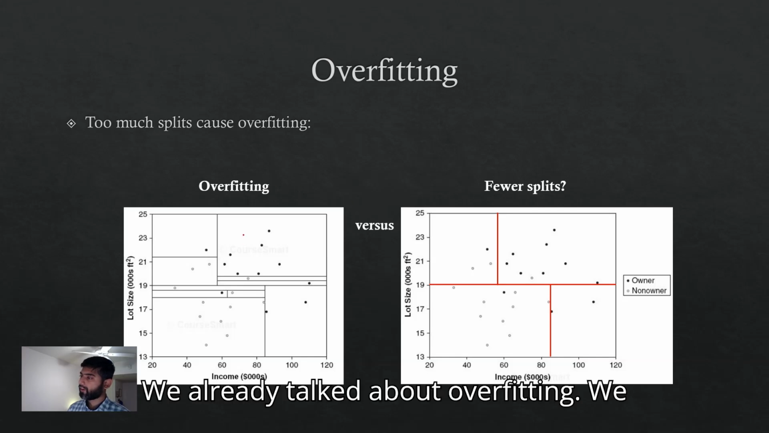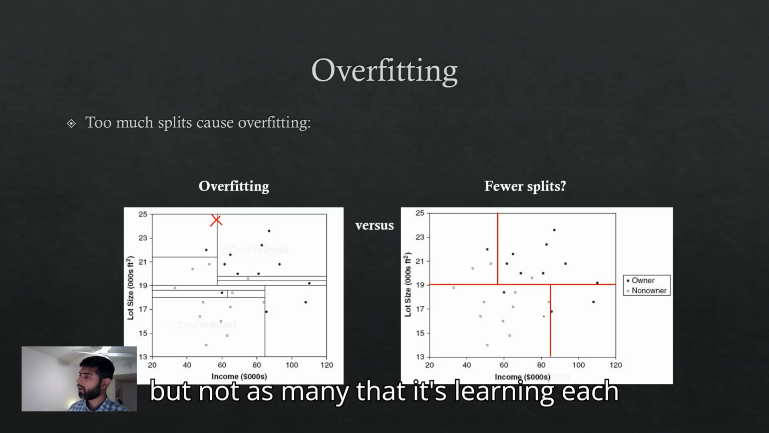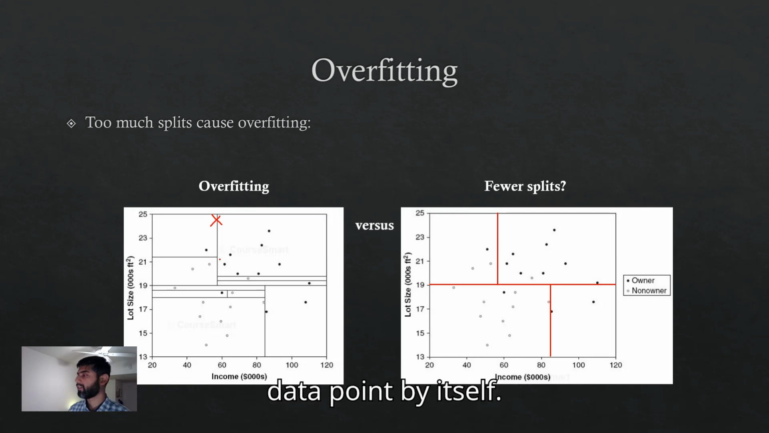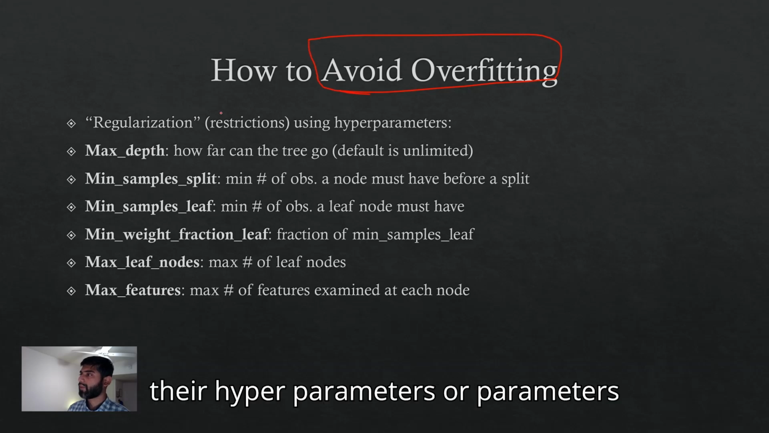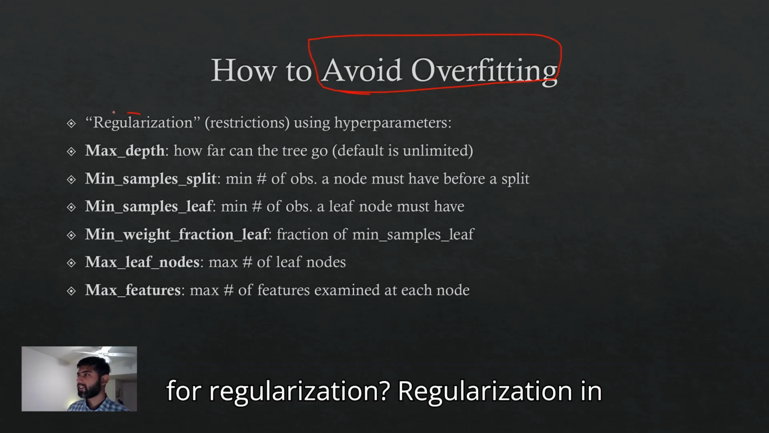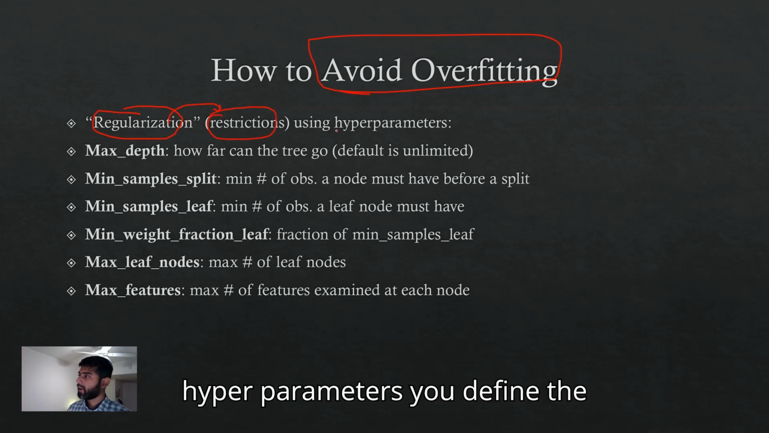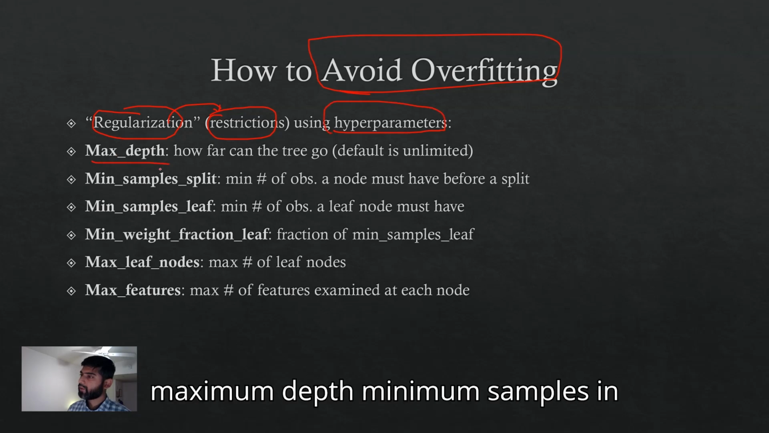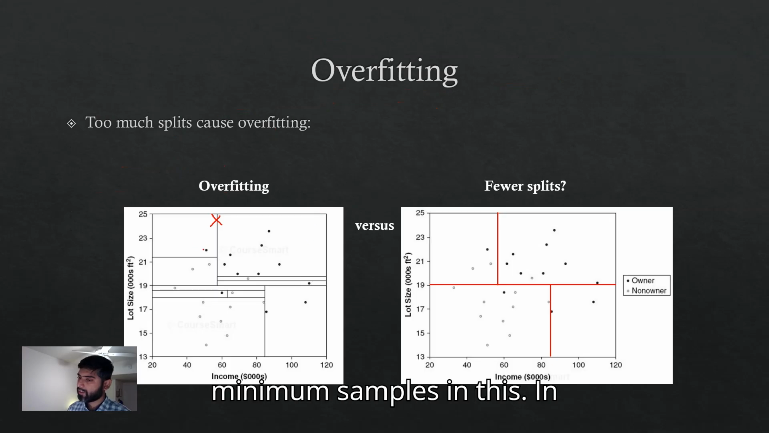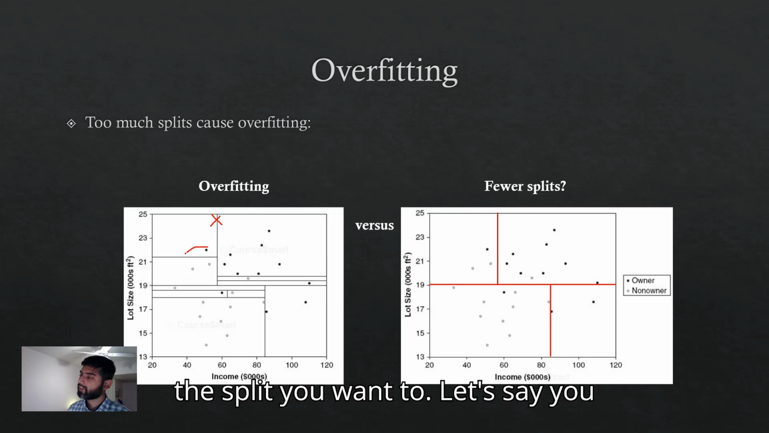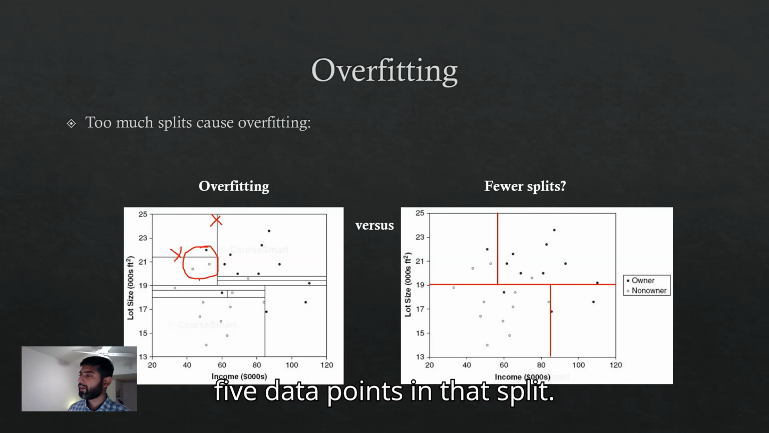We already talked about overfitting. We don't want the overfitting. We want fewer splits. We want the splits in the data, but not so many that it's learning each data point by itself. How do we avoid overfitting? There are hyperparameters or parameters for regularization. Regularization in simple language means restrictions using hyperparameters. You define the maximum depth, minimum samples in the split. So you want minimum samples in the split. Let's say you define it to be 5. So this split is not going to work because you want at least 5 data points in that split.